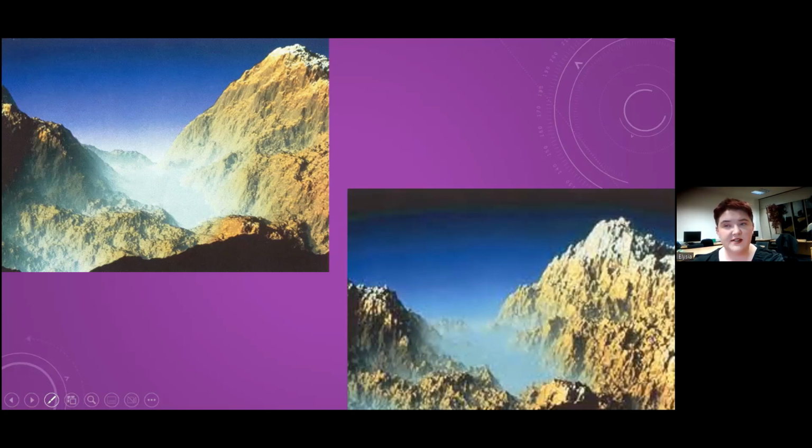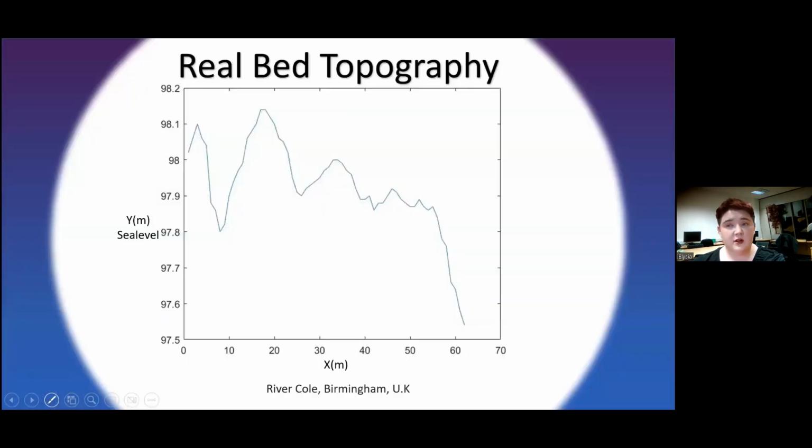I wanted to use this idea of a Hurst parameter and figure out a way to relate it to the real world. So I began running some tests, comparing the data from real beds to a generic fractional Brownian motion in order to find an average for the Hurst parameter of the ground. Here is a close-up image of the surface of one particular real bed, the River Cole in Birmingham. This is taken from a paper, which I have embedded a link to in this slide.